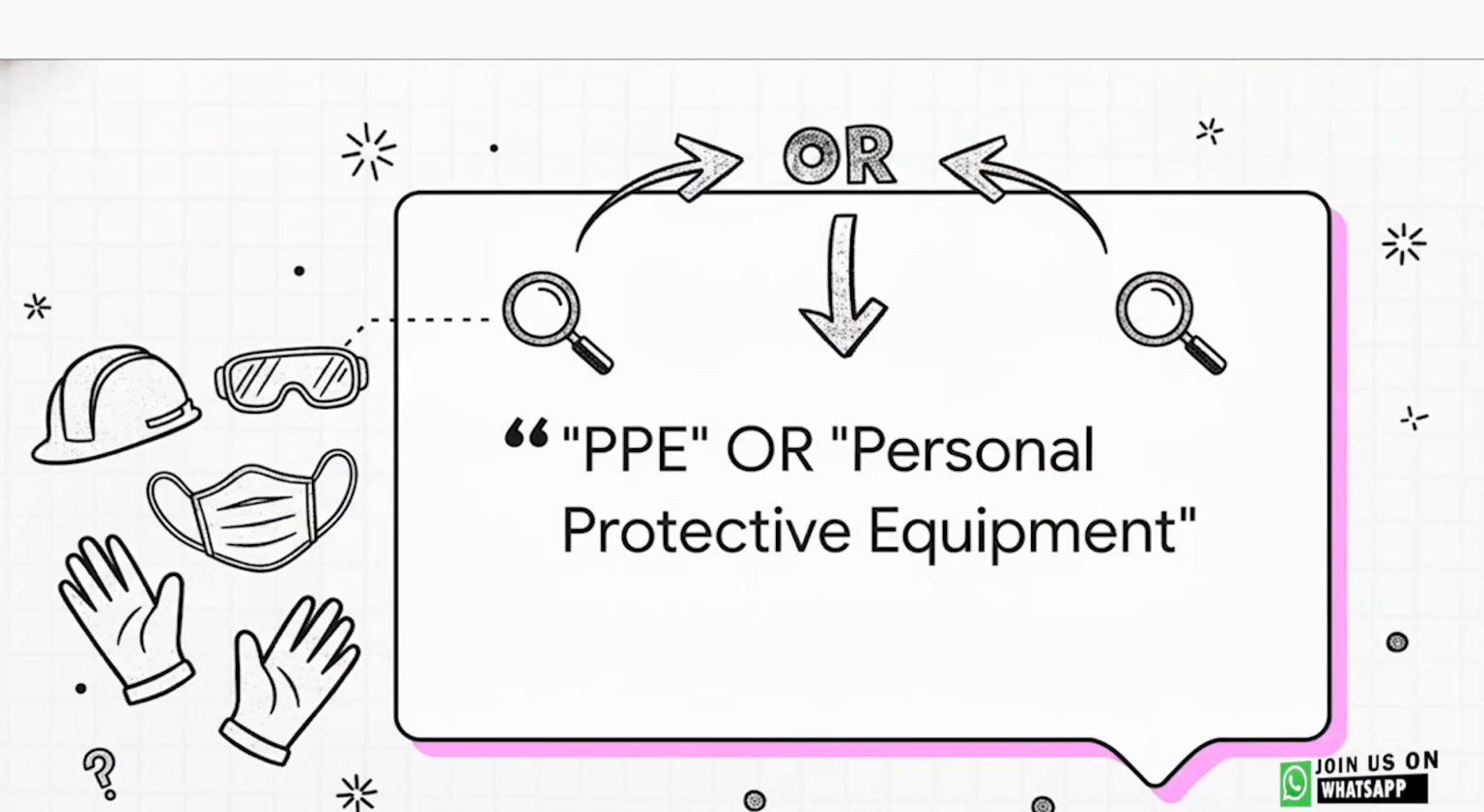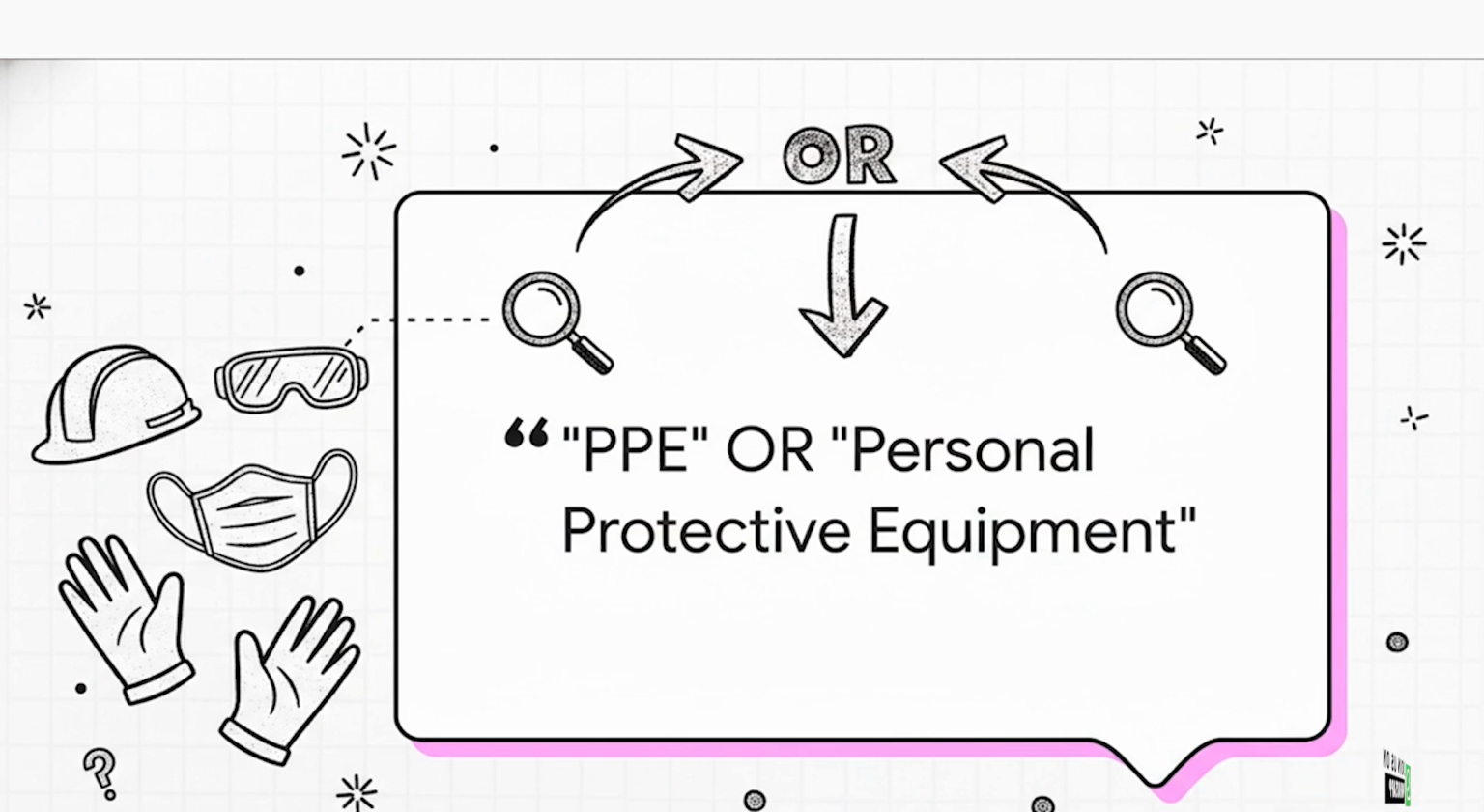And this is all about being efficient, right? I mean, instead of doing two totally separate searches, one for the acronym PPE and another for the full phrase personal protective equipment, you just combine them with OR. It's one search that guarantees you're going to catch all the relevant articles, no matter which version of the term the writer decided to use.